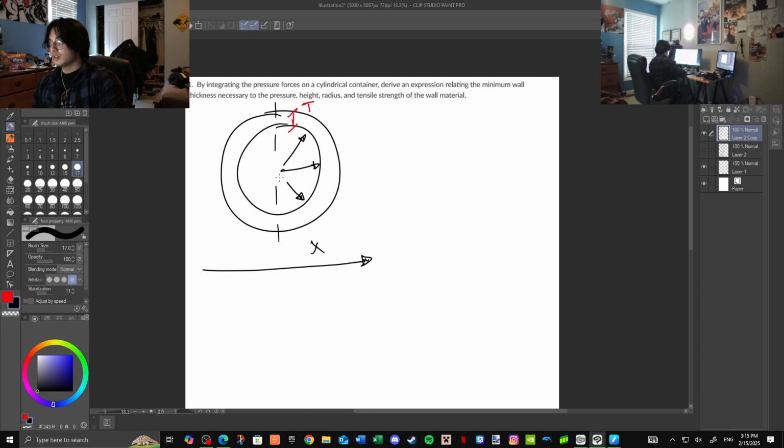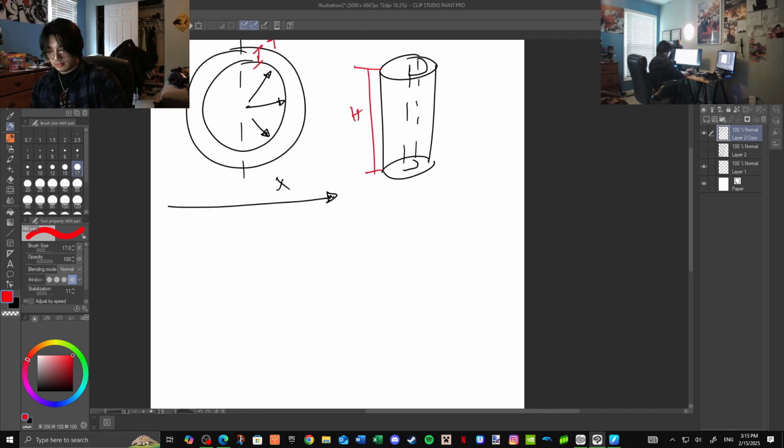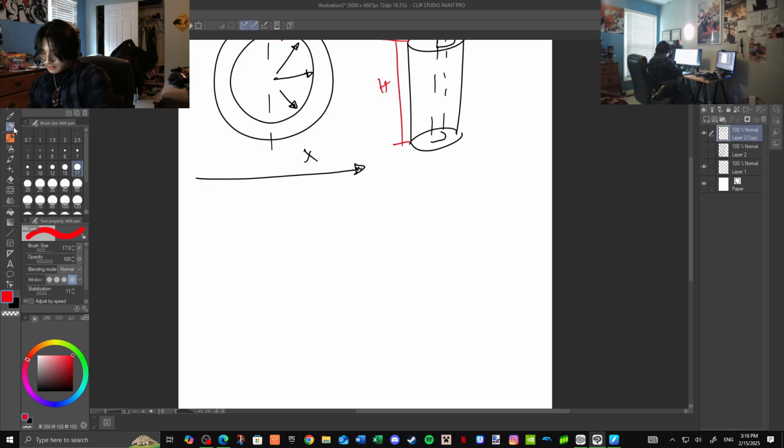With each of these forces, we're going to be finding the x component for each of these many forces involved in this half cylinder. We also need to find the height, and because again it's only half a cylinder, the height is pretty simple. This would be the height.